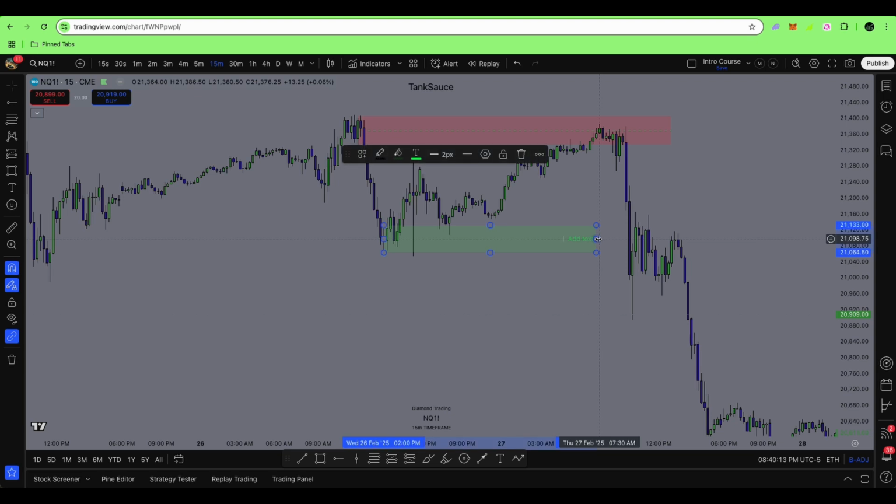So if we're saying order blocks, FVGs, supply zone, demand zone, that's what we're talking about: a specific range in price where we want to see the market react when it gets to it.